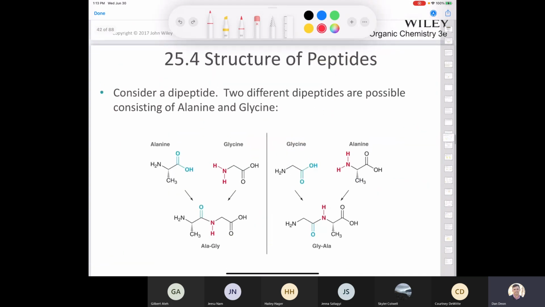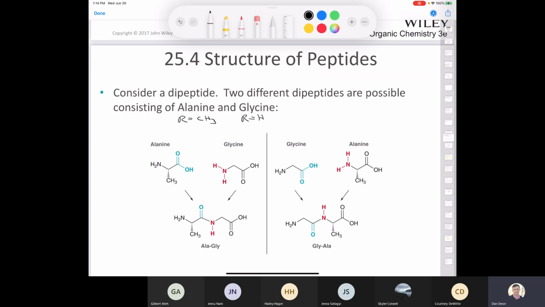Well, what about a dipeptide? Okay, let's make it a little bit simpler. Let's say we had alanine and glycine, 2 of the simplest amino acids, right? The R group of alanine is just a methyl group. So the R is nothing more than a methyl. Whereas on glycine, the R group is just a hydrogen, right? So these are probably the 2 simplest. Well, glycine is definitely the simplest amino acid. It has no chiral center.